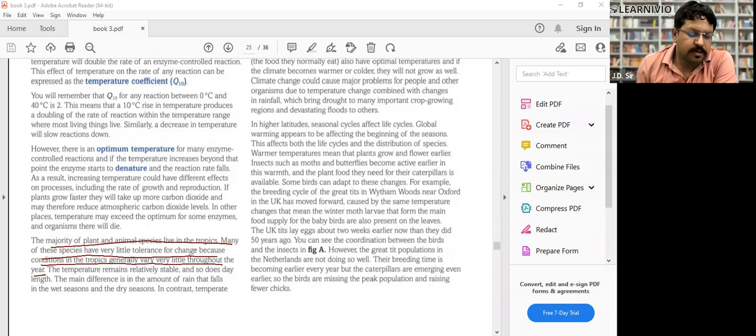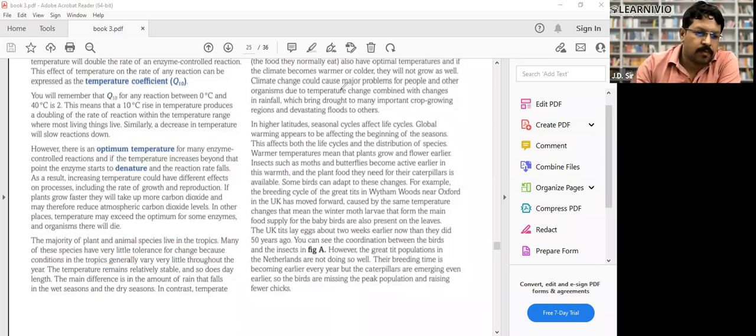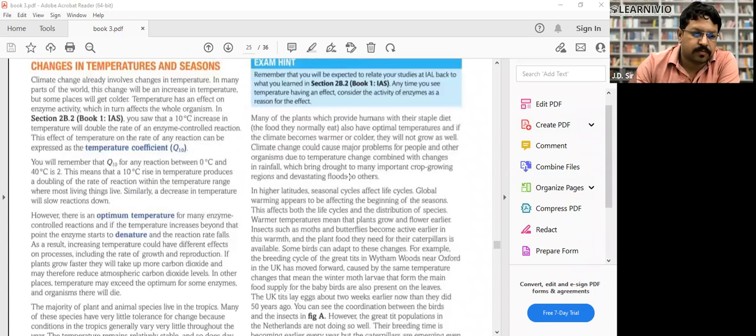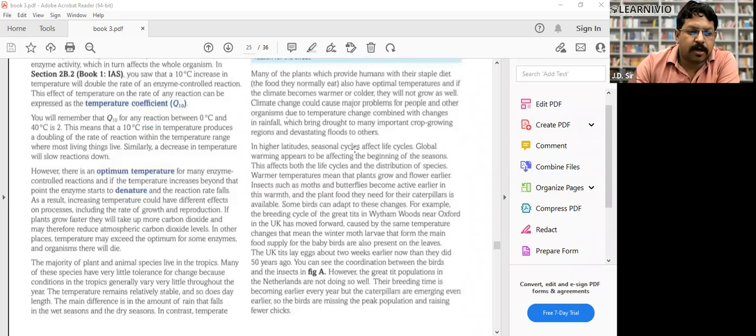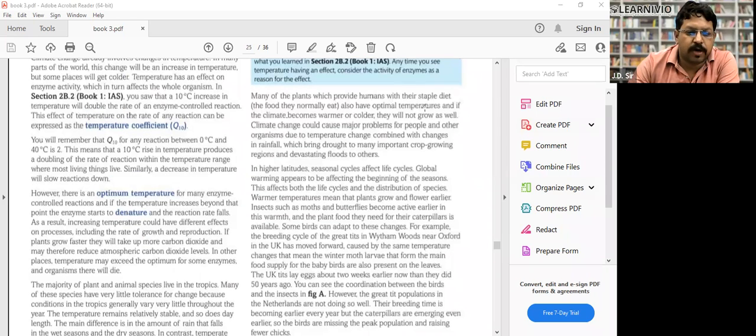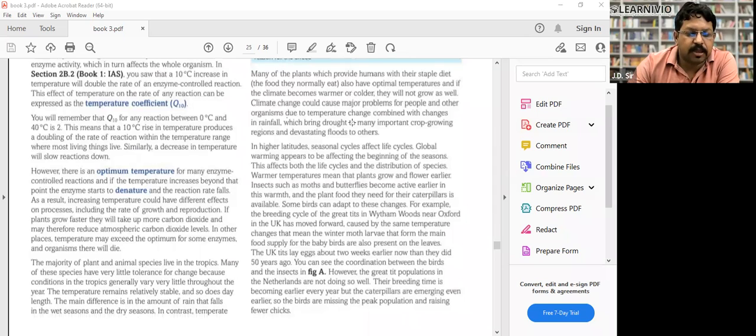So in tropical areas, the temperature tolerance is very limited. The main difference is the amount of rainfall which takes place there. Many of the plants which provide humans with the staple diet, the food they normally eat, also have an optimal temperature. If the climate becomes warmer or colder, they will not grow as well.